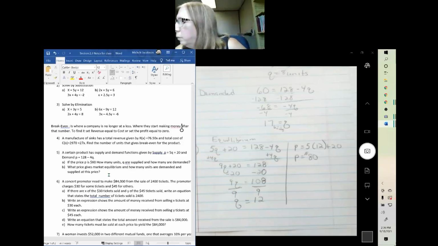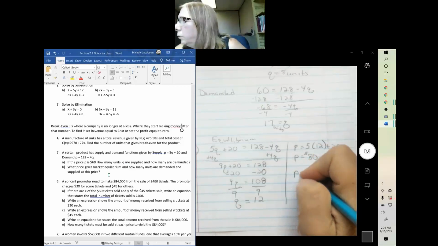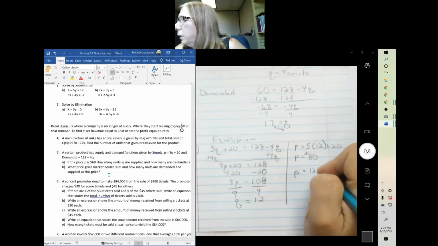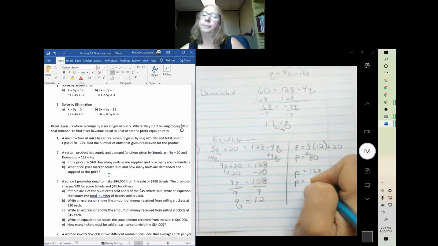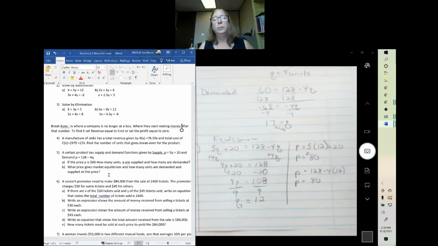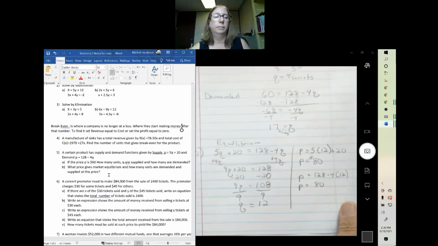Now you could have plugged it into either equation. You plug it in, 128 minus 4 times 12, you're still going to get 80. So it's a good way at the end of the test on any that were like this, you could go back, plug it into both, and make sure your answers match. Any questions on that?